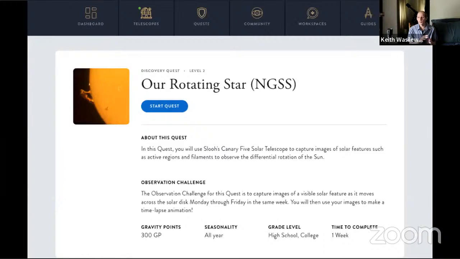And the final solar quest is our Rotating Star. The sun rotates on its axis about once every 27 days. So you can track one of those solar features that we talked about in episode 1 and watch it move across the face of the sun as it rotates. So 4 exciting quests that students can take part in to learn more about the center of our solar system, the sun.